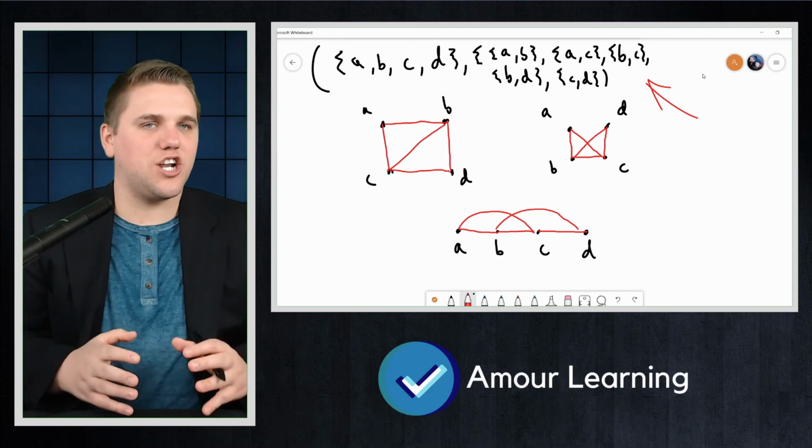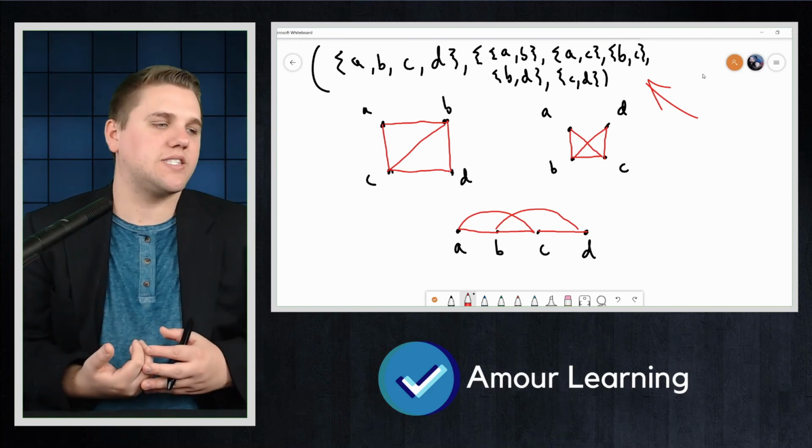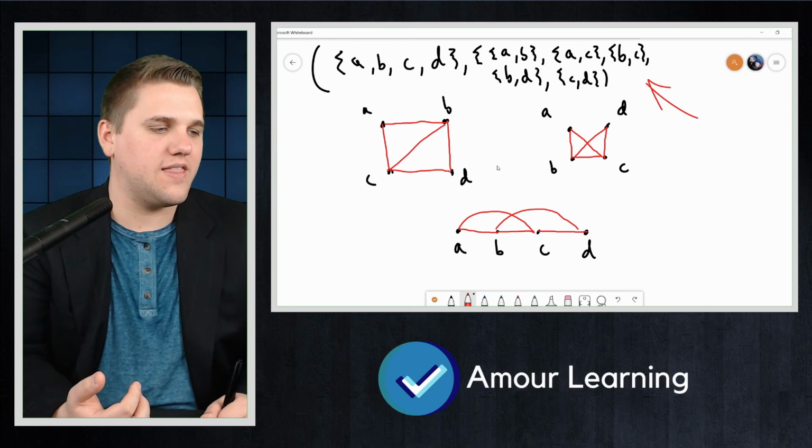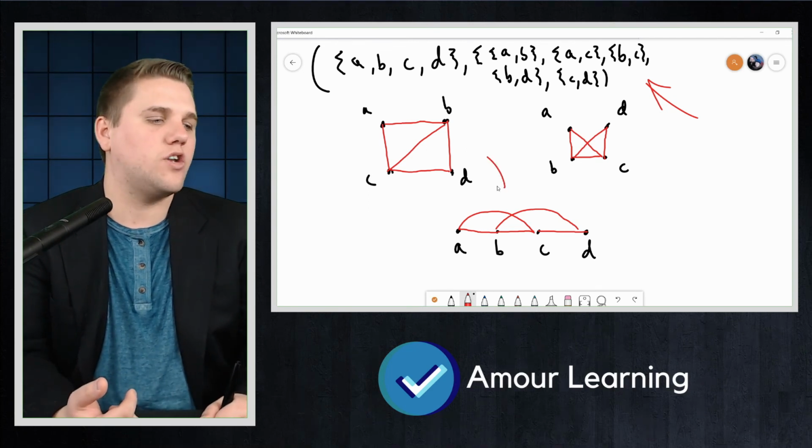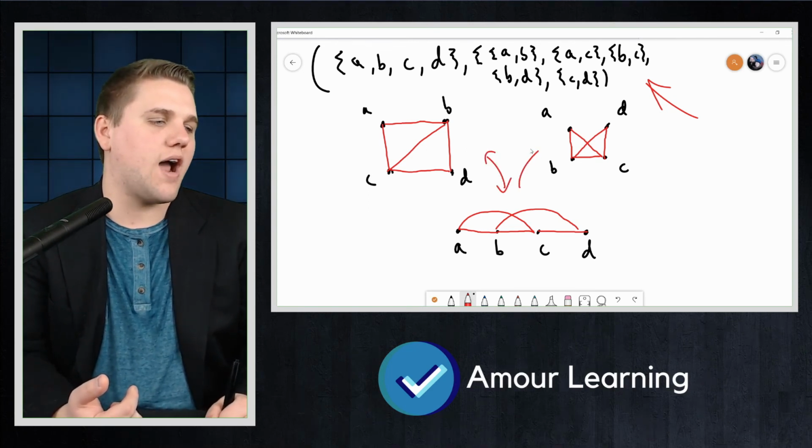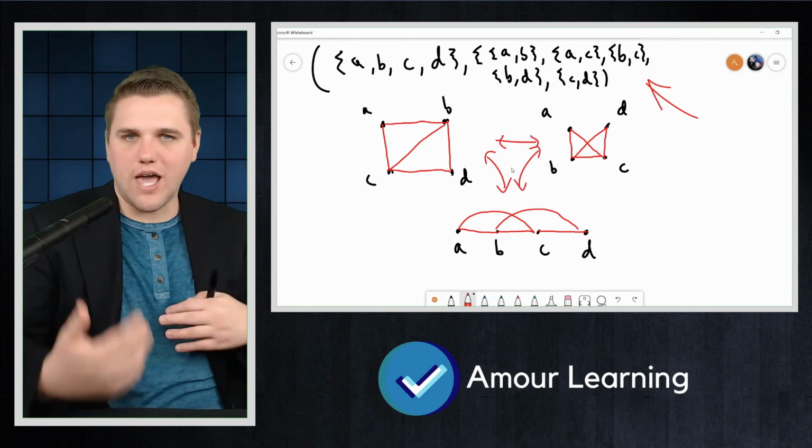And this definition, I think, is the best because it allows us to say that in this scenario, it doesn't matter really how we draw these graphs. They're all really the same so long as you label correctly.